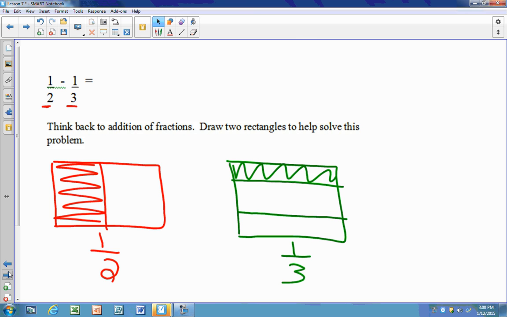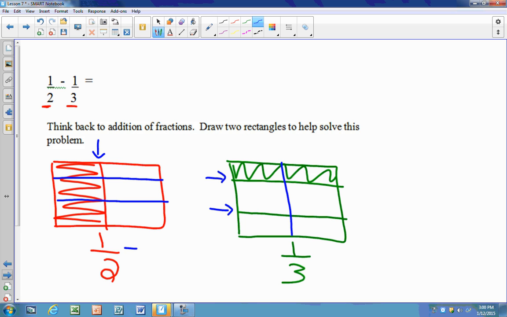Well, just like we did in addition, I have to go back and put in my lines in both of my rectangles. So I put in my horizontal lines, and I have to put in my vertical lines. So now this is showing that I have 3/6 shaded, and this is showing that I have 2/6 shaded.